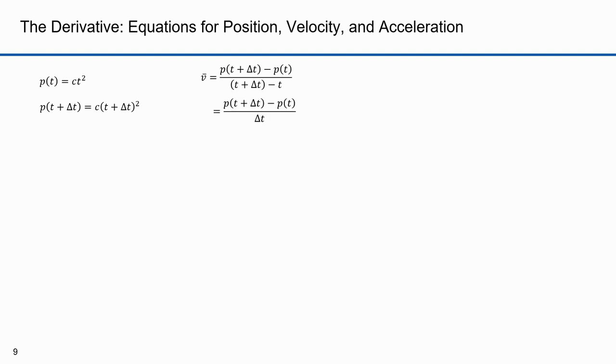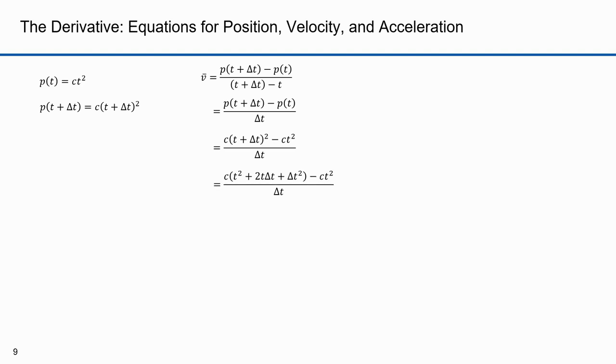I can do one simplification right away. The interval for the average velocity is simply delta t. In the equation above, the t and minus t cancel, so I'm left with delta t. P of t is ct squared. I'll make that substitution. Now the numerator is c times t plus delta t squared minus ct squared. Here's an expansion of t plus delta t squared.